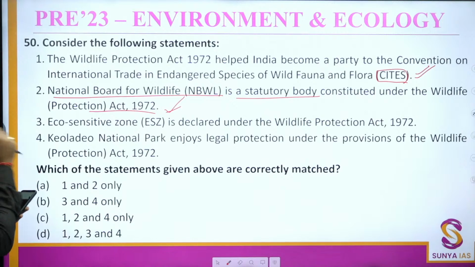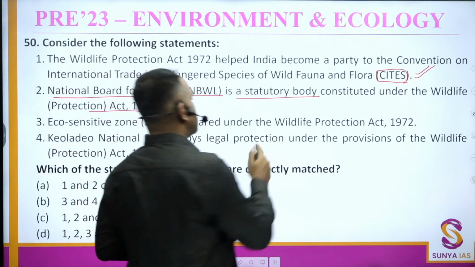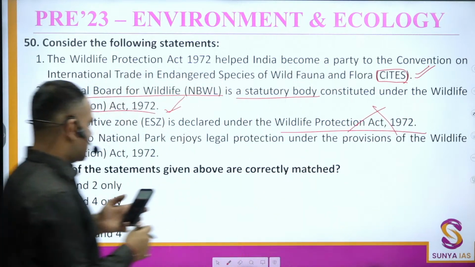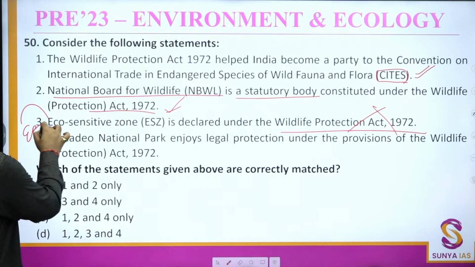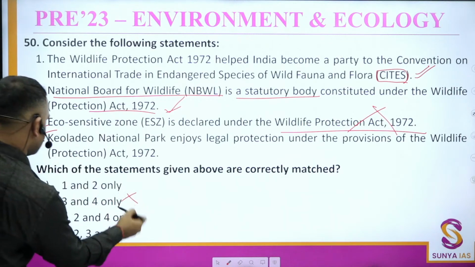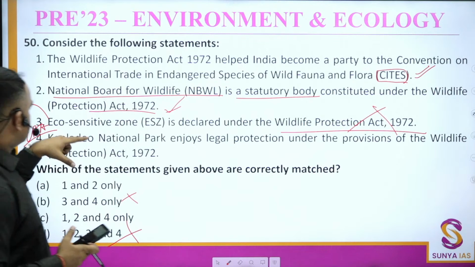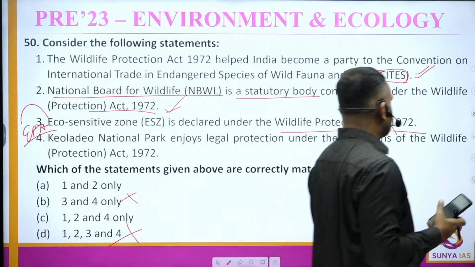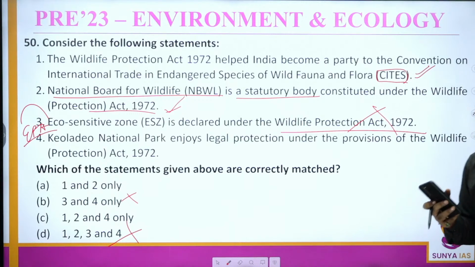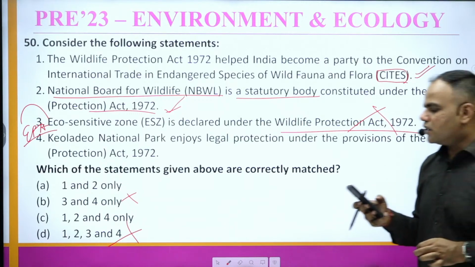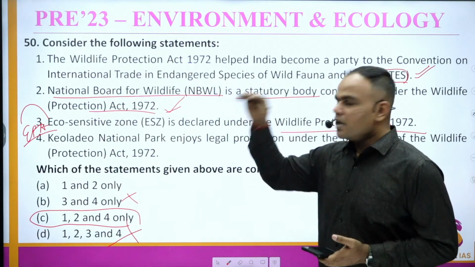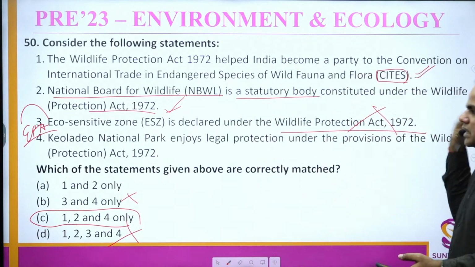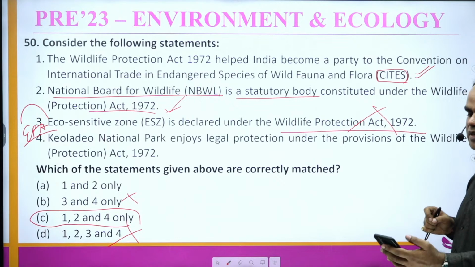Then, eco-sensitive zones are declared under the Wildlife Protection Act of 1972. This is wrong. Eco-sensitive zones are not declared under this Act. These are declared under the Environment Protection Act. So statement 3 is wrong. If you eliminate 3, then Keoladeo National Park enjoys legal protection under the provisions of the Wildlife Protection Act. That is true. So here the answer becomes C, 1, 2 and 4. The only important takeaway here is that eco-sensitive zones are declared under the Environment Protection Act of 1986.